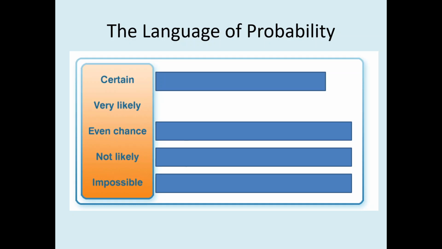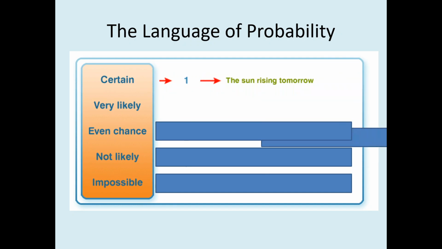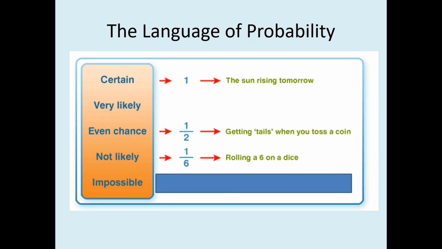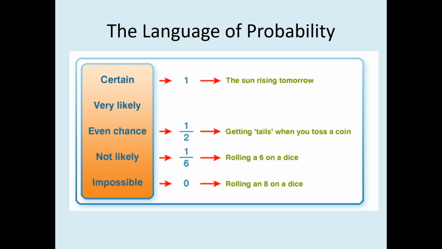The language of probability: certain, very likely, even chance, not likely, and impossible. Certain: the sun rising tomorrow. It's a certain event. Even chance: getting tails when you toss a coin. 50-50 chance. Not likely: rolling a 6 on a dice. Impossible event: rolling an 8 on a dice. It is impossible.